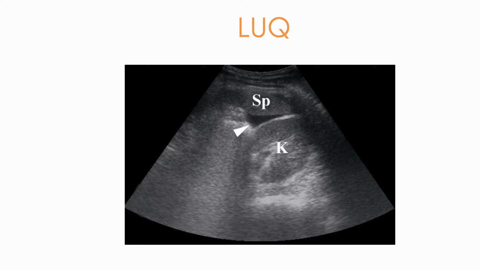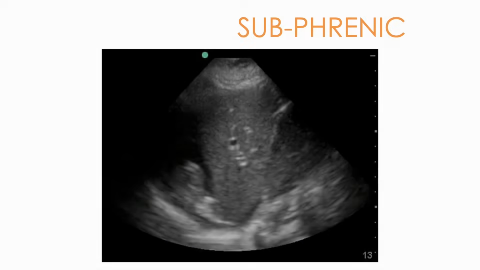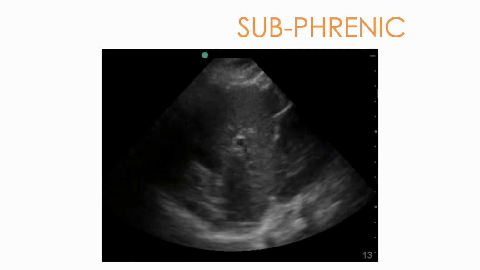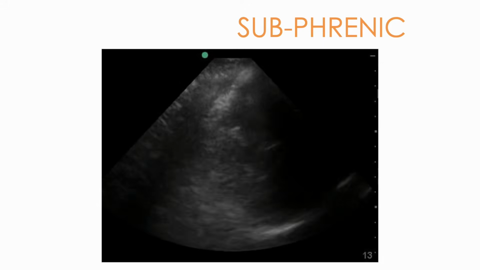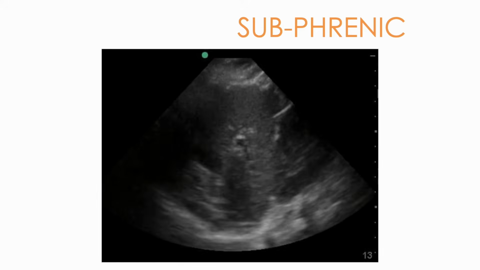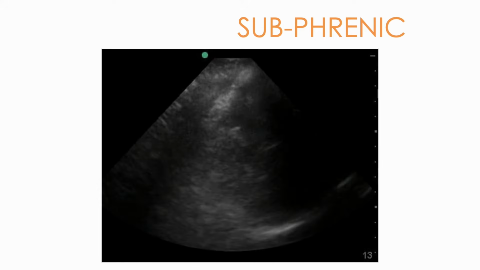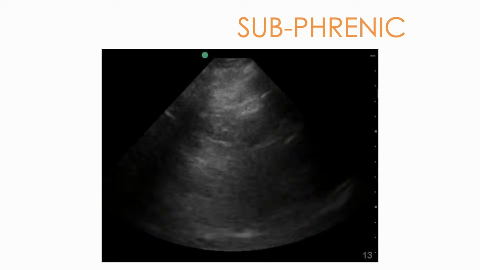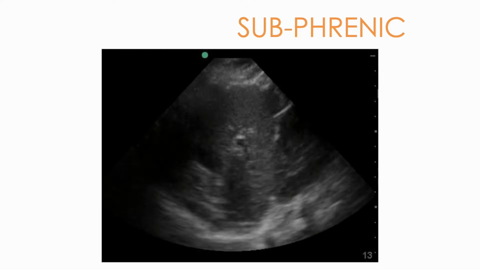Free fluid in the left upper quadrant appears as the same anechoic pointy collection that we discussed in the right upper quadrant view. Remember to look for free fluid in each potential space. First, here's free fluid noted around the dome of the spleen in the subphrenic space. This may be the only location in which you see left upper quadrant free fluid, so don't forget about it.